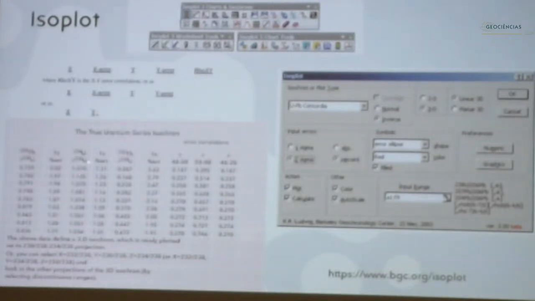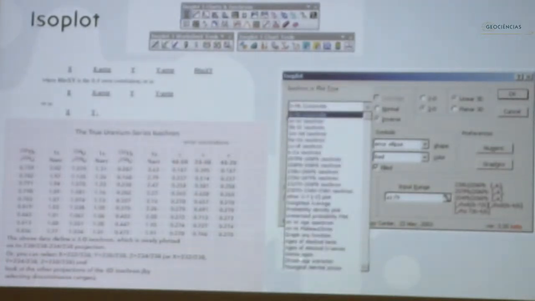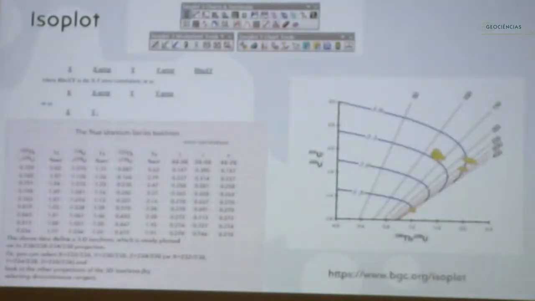So in Isoplot, you had your Excel spreadsheet and this set of options that came with Visual Basic macros and things like that. And you have this window. This was the main window from Isoplot, from which you could get all these isotopic systems: uranium, lead, argon, rubidium, strontium. It was really complete.